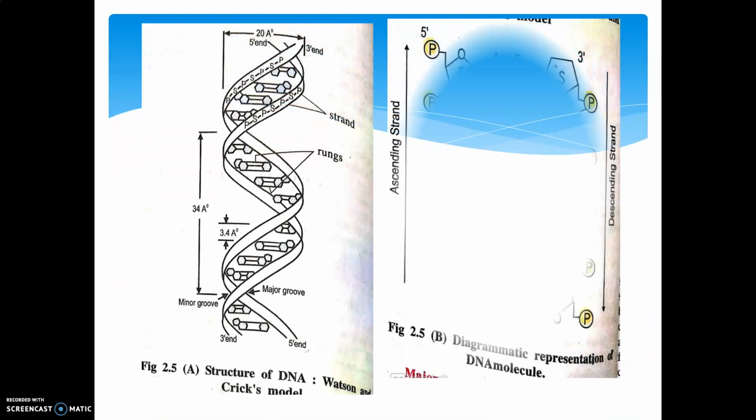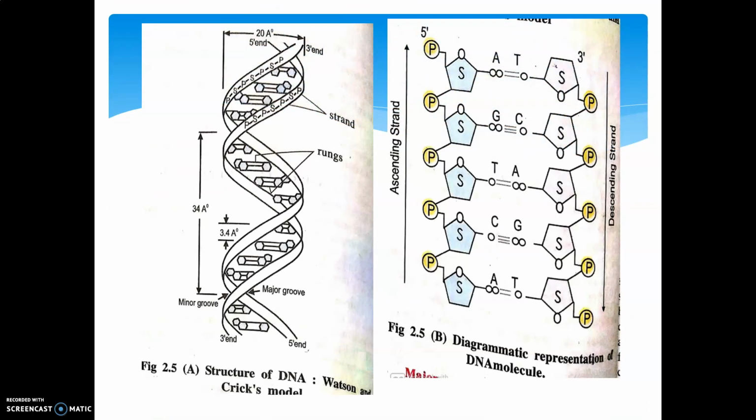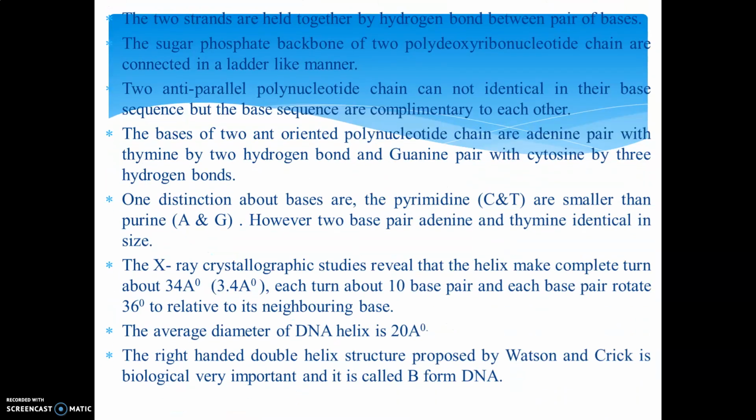Now this is the double helical structure proposed by Watson and Crick, and this is the diagrammatic representation of the DNA molecule. The two strands are held together by hydrogen bonds between pairs of bases. The sugar phosphate backbones of the two polydeoxyribonucleotide chains are connected in a ladder-like manner. The two anti-parallel polynucleotide chains are not identical in base sequence, but the base sequences are complementary to each other.